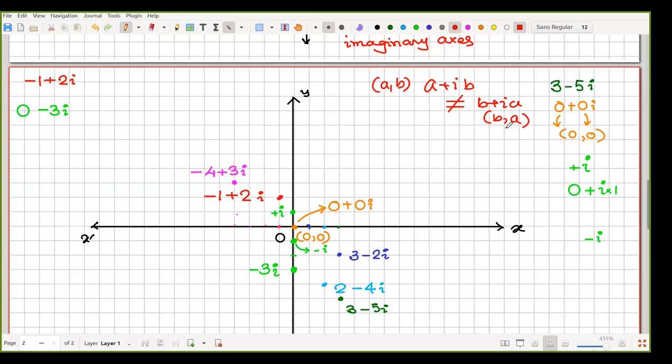Okay, and that is only possible if we have a plus ib and c plus id, and that is the equality of complex numbers also. Here we can say a is equal to c and b is equal to d. Then the same point represents a plus ib and also c plus id.